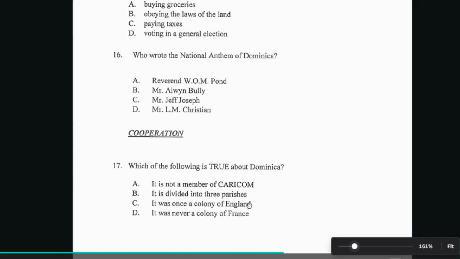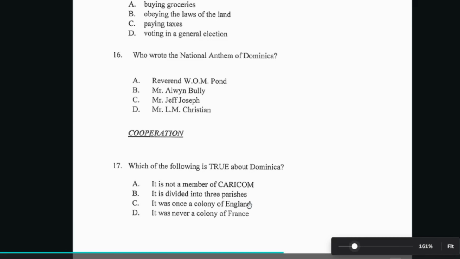So for number 18, I would lean more on B, to make traveling easier for people within the region. So if you answered B for number 18, then you would be correct. Number 19. Which country's nationals will not be able to follow the CARICOM line? So that means you need to know countries that are part of CARICOM.